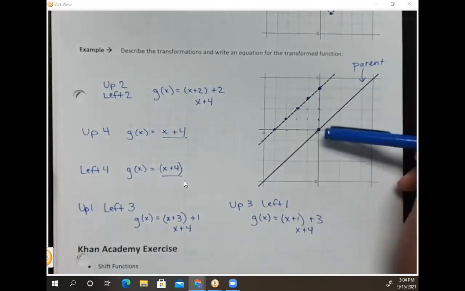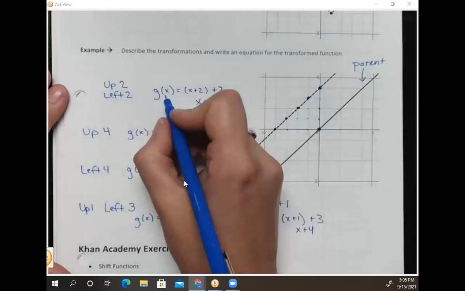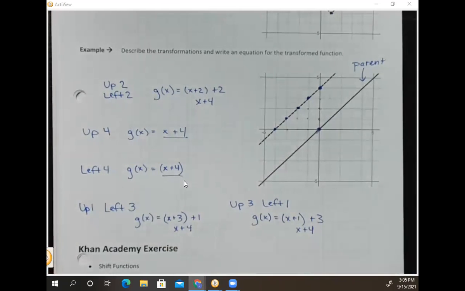Yep, for this particular one, that would work. So we could really even do goofy numbers if we wanted to. I could move 1.5 this way and then 3.5 this way, and it should still end up on that line, as long as it was simplified. Oh, g of x, that's our function notation. Since we used f of x to talk about the parent function, I use g of x for the child function. If you use f of x, that's still fine.